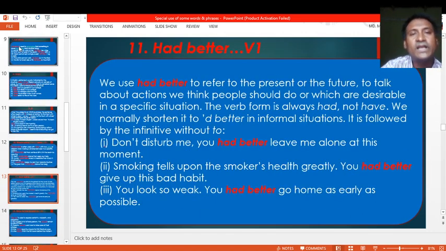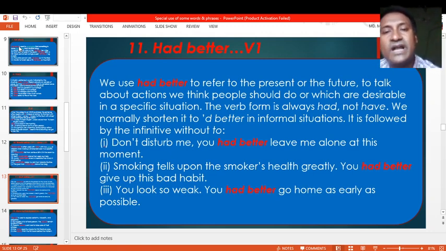Next slide. Had better. We use had better to refer to the present or the future, to talk about actions we think people should do or which are desirable in specific situations. The verb form is always had, not have. We normally shorten it to 'd better in informal situations. It is followed by the infinitive without to.